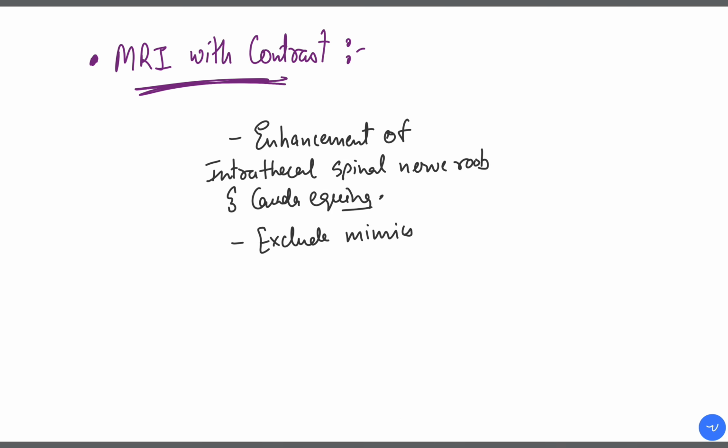Other than that, for excluding other differentials, we'll do an MRI with contrast of the spine. Enhancement of the intrathecal spinal nerve roots and cauda equina will suggest that this is GBS, and also to exclude other differentials, we'll do MRI spine.